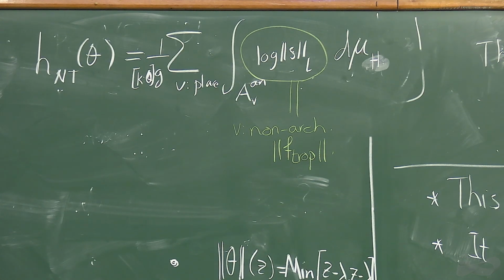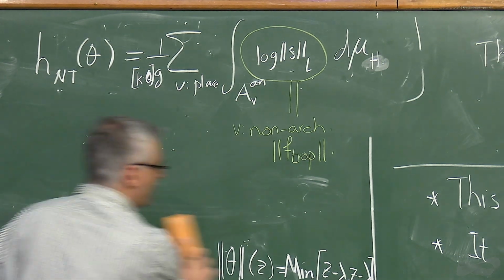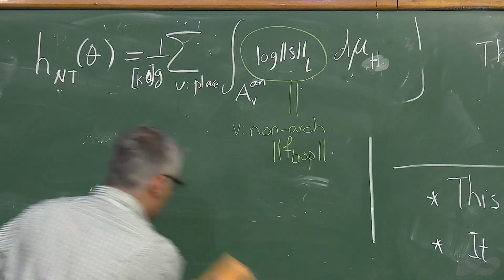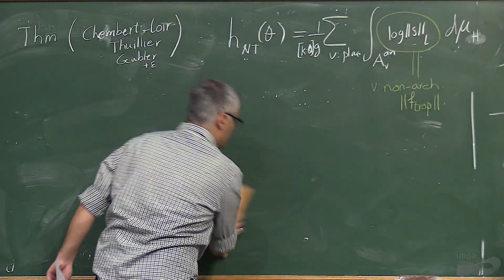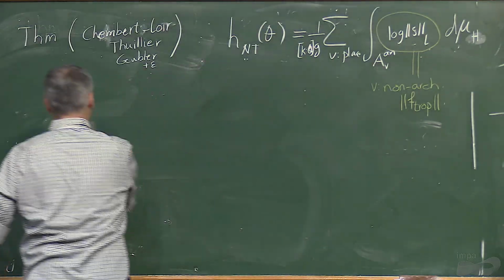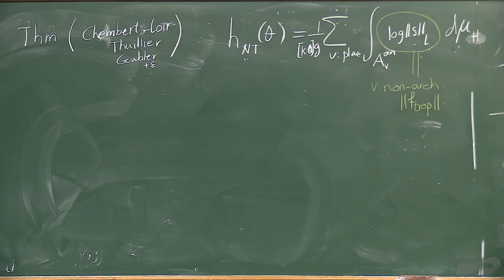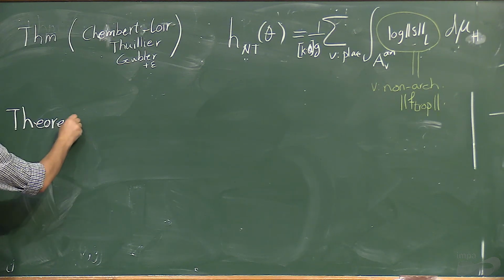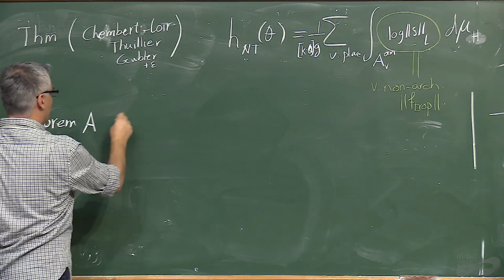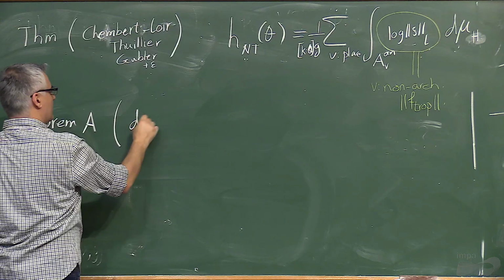OK, but let me now end with 2 theorems. I've mentioned Faltings height, but I haven't given any results about it. So my next 2 theorems are going to have names. Theorem A, which is the 4th theorem of the day. This is with de Jong.